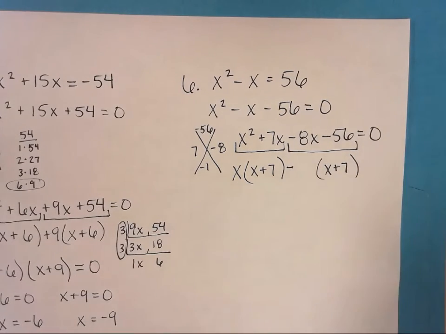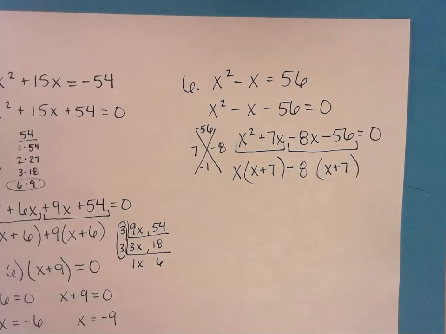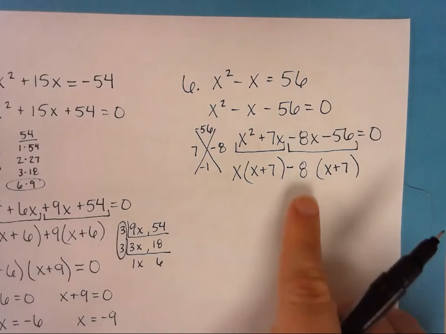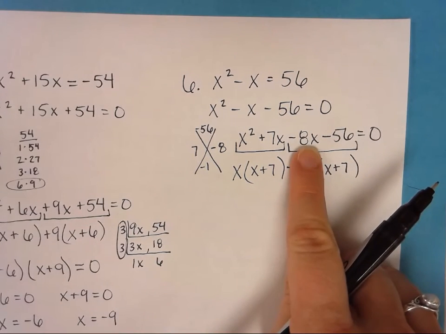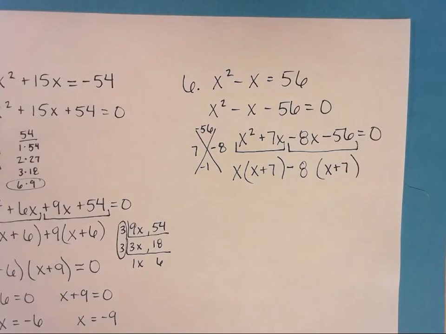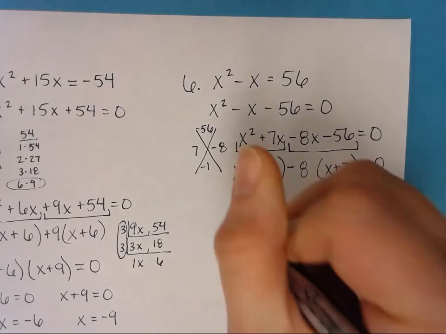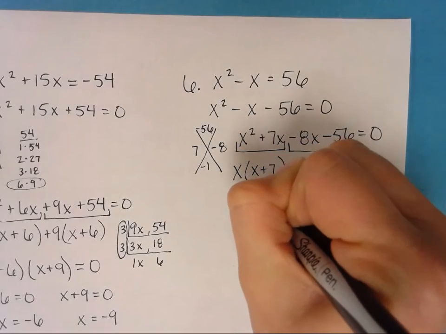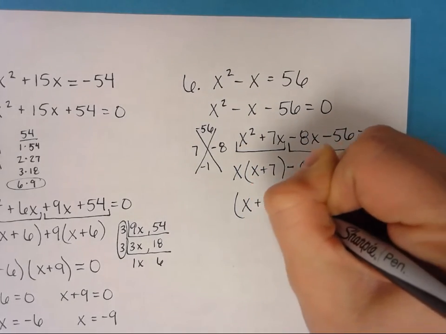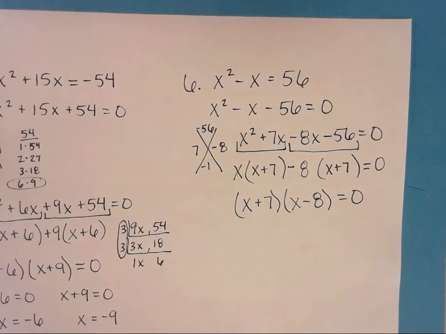Looking back, we would have to factor out a negative 8. Always check to make sure that that would be correct before moving on. Negative 8 times x is negative 8x, and negative 8 times 7 is negative 56. So that will work for our factoring. Write your answer in factored form. We have x plus 7 times x minus 8.